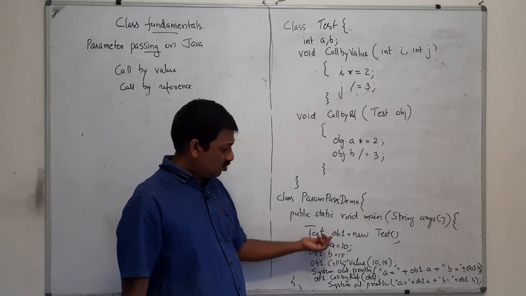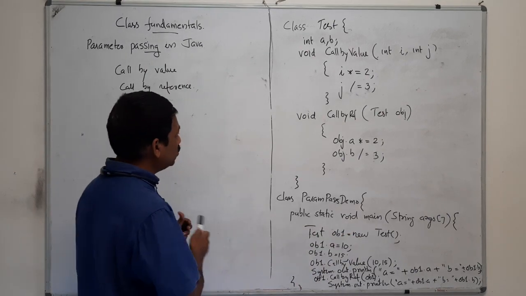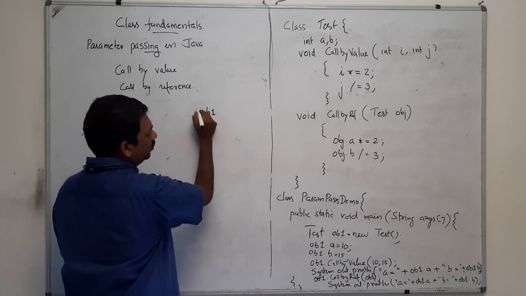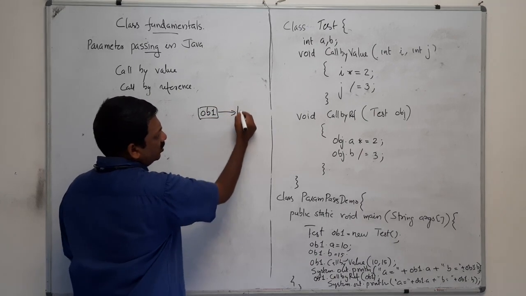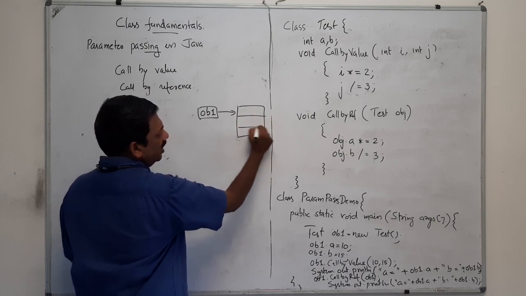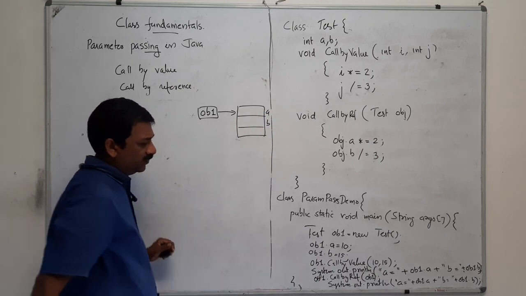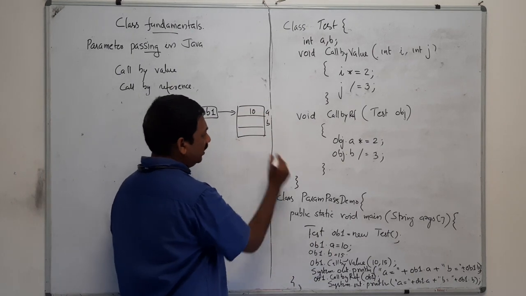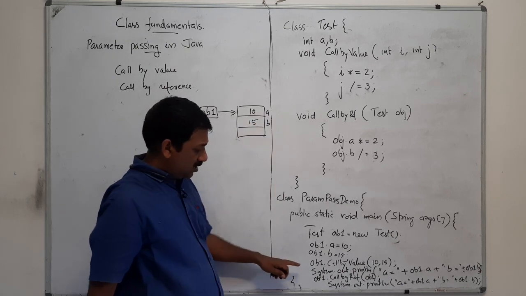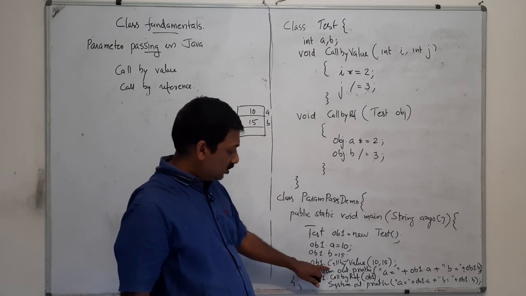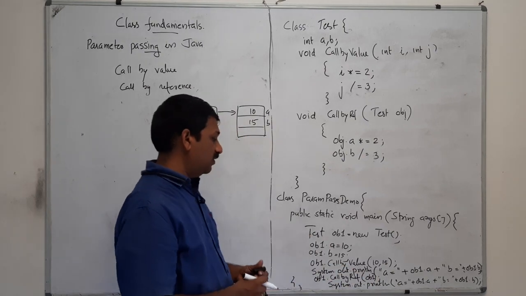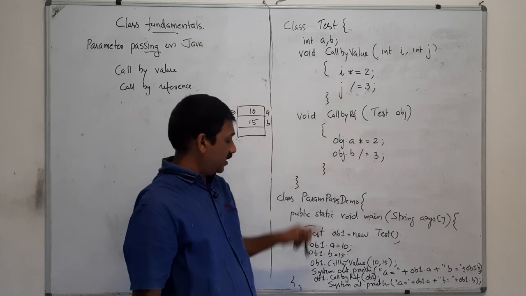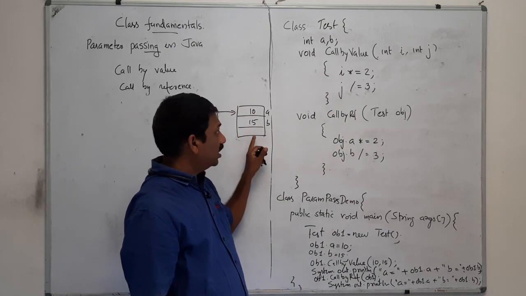Initially, Test ob1 = new Test, that means a new Test object you have created, and it has two properties a and b. ob1.a is equal to 10 and ob1.b is equal to 15. Now ob1.callByValue(10, 15) means this call by value function is called by the ob1 object.